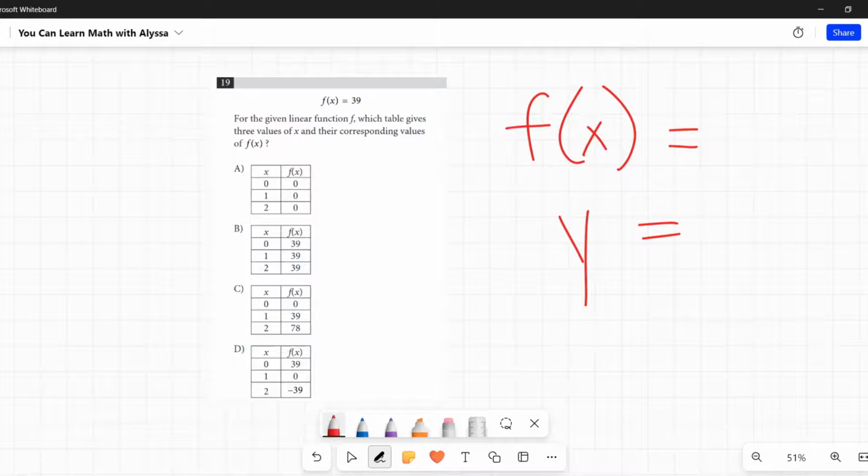Because that's what they're saying. You plug a number in for x, what is the output? f of x, that is your output. What do you get? What is your y value that you get? Same kind of way of helping you look at it.